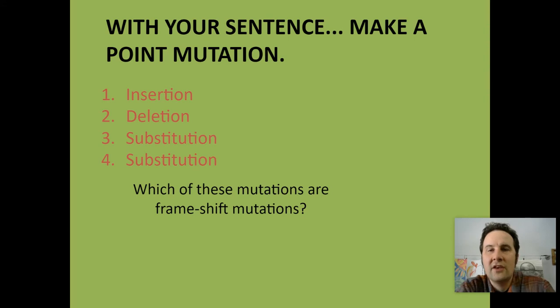So what I want you to do is with your sentence, I want you to point mutate it. First, I want you to try inserting. So I want you to insert a letter at random someplace in the sentence and see how that changes your message. Try to keep the words kind of the same number of letters or see how it affects your entire sentence. Once you do that, try deleting a letter. How does that change how your sentence reads? Try substituting a letter, changing one letter for another letter. And then, oh, I have substitution on there twice. It's that important. Do it twice.